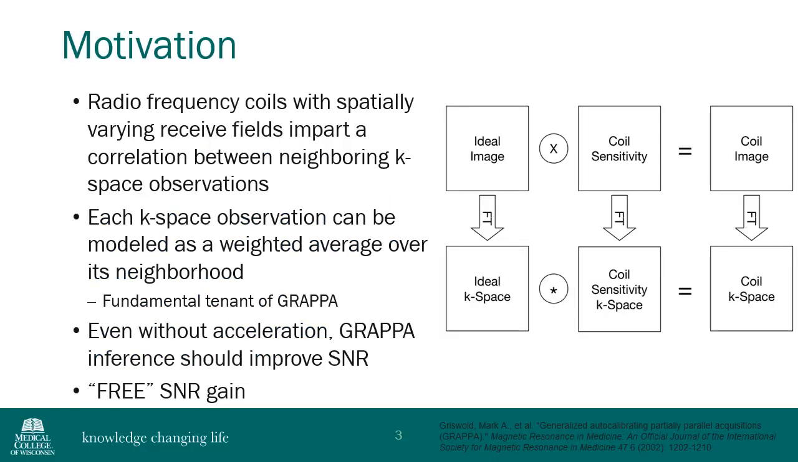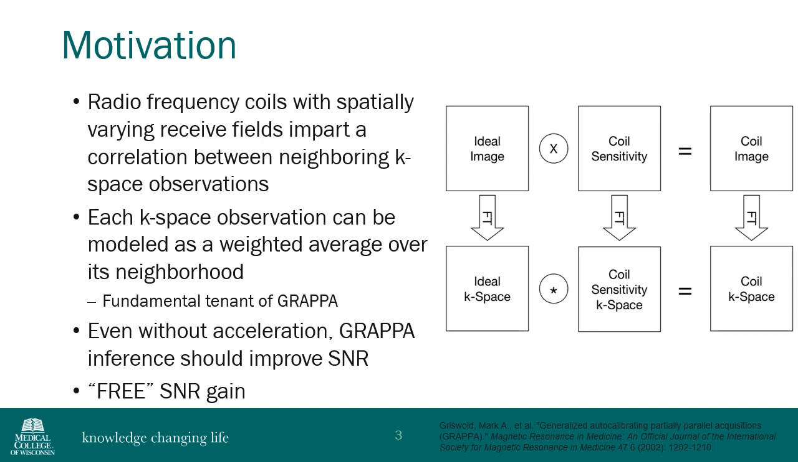It is well known that radiofrequency coils with spatially varying receive fields impart a correlation between neighboring K-space observations. In short, the K-space observations from a coil are the convolution of the Fourier transform of the coil sensitivity profile with the imaged sample's Fourier encoded image. As such, each K-space sample for a coil can be modeled as a weighted average of its neighboring samples if the coil profiles vary gradually in space. This relationship is well exploited with the GRAPPA technique.